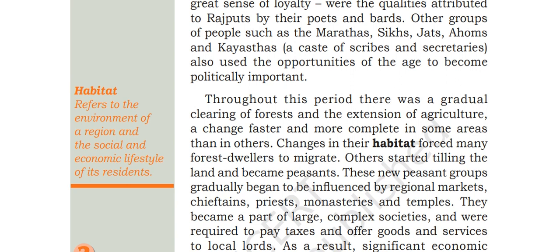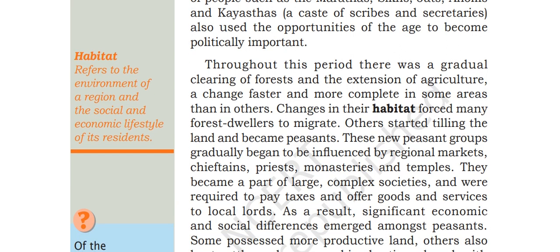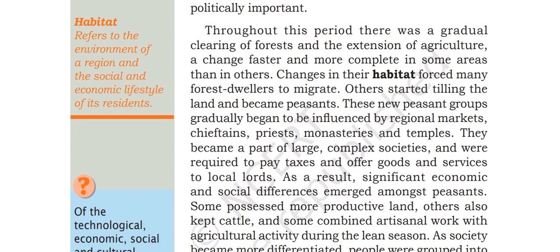Throughout this period, there was a gradual clearing of the forest and extension of agriculture. The change was faster and more complete in some areas than in others. Changes in their habitat forced many forest dwellers to migrate. Others started tilling the land and became peasants.